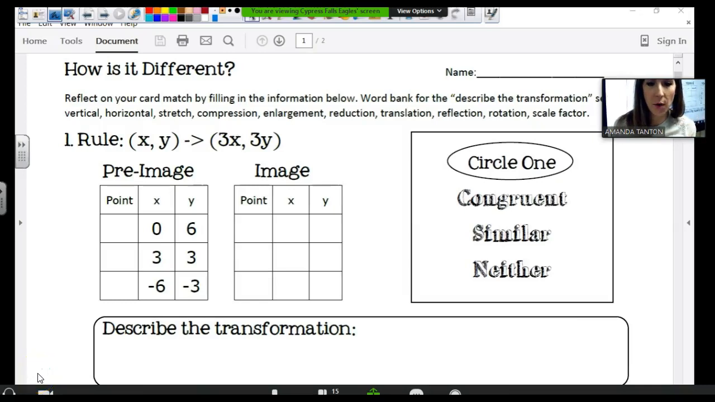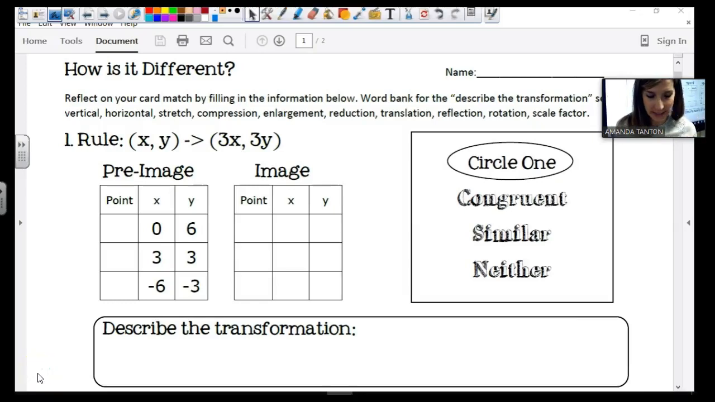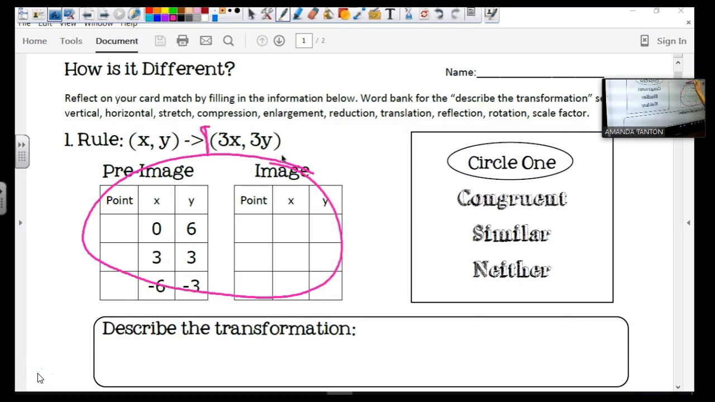So let's go over our follow-up from today. How is it different? So we're not going to focus on the coordinates right now. Hopefully you were able to do that in class, or hopefully y'all kind of started doing that. We're not going to focus on these. We're going to zoom in on the rule and what that means as far as congruent, similar, or neither, and then what the description is.